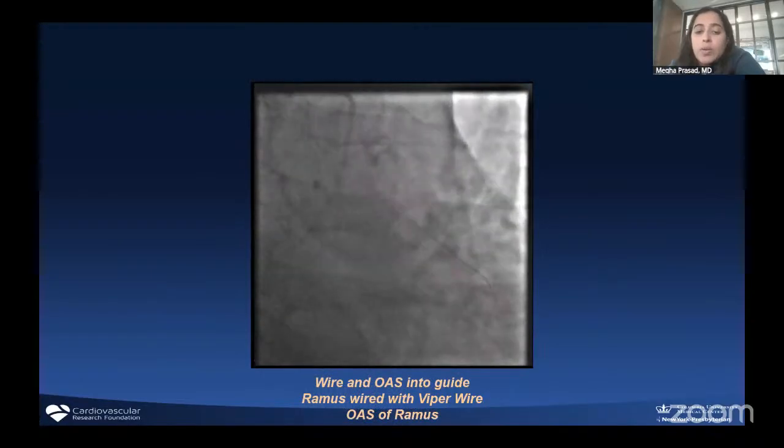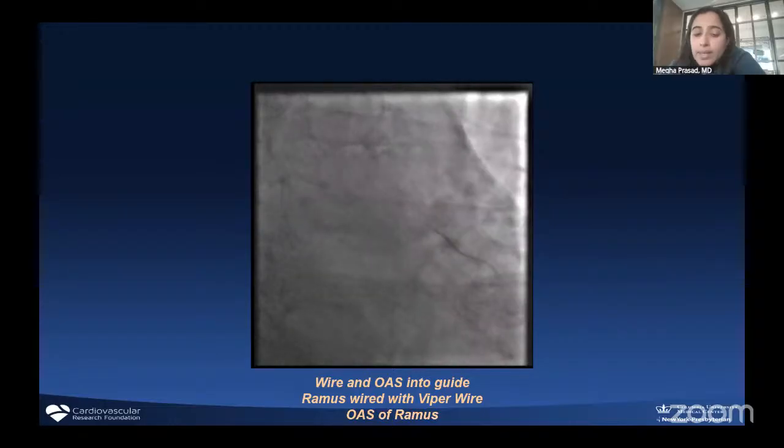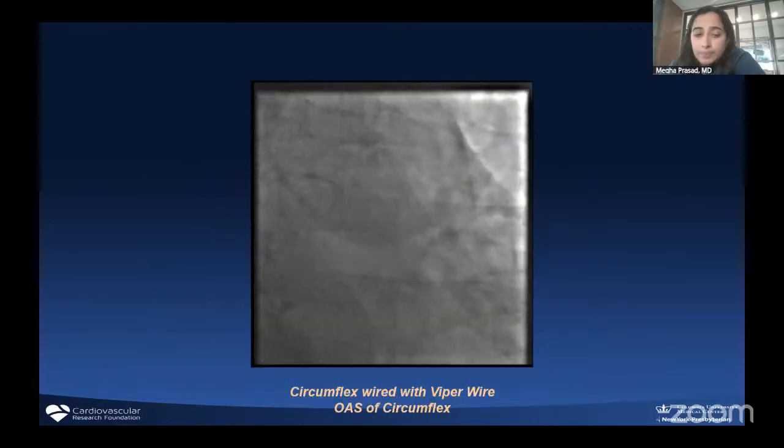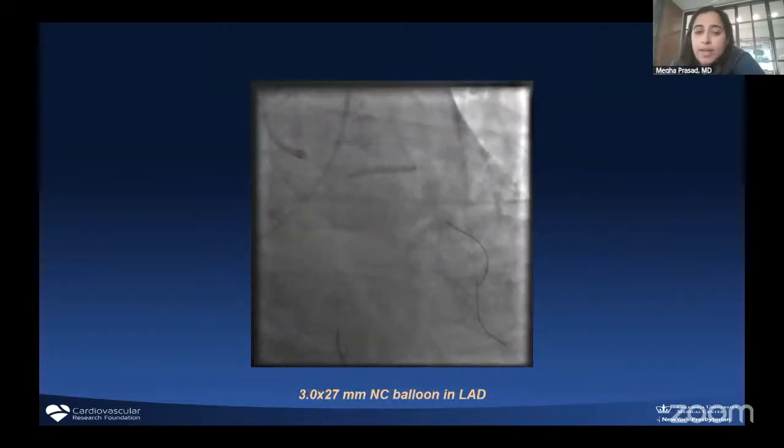So we then wired into the ramus and performed orbital atherectomy there and did the same into the circumflex. The circumflex was a little bit more challenging to wire, but we were direct wiring with the ViperWire, which had just been modified at the time. And then this is orbital atherectomy of the circumflex. We went ahead and proceeded with a balloon.